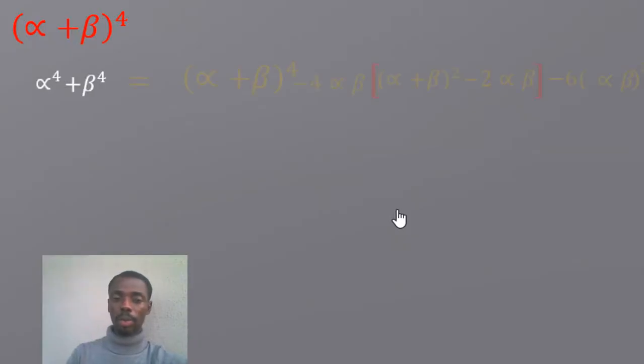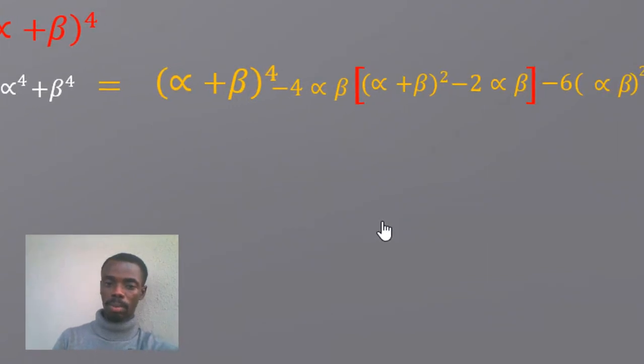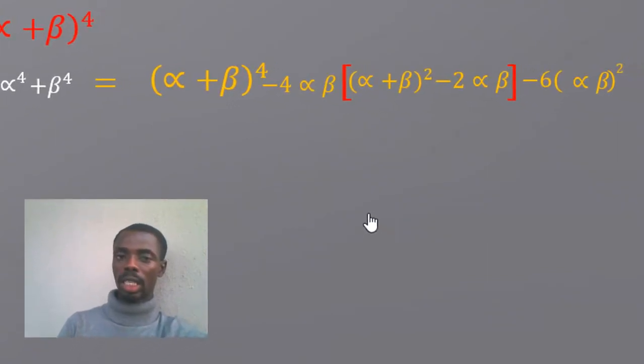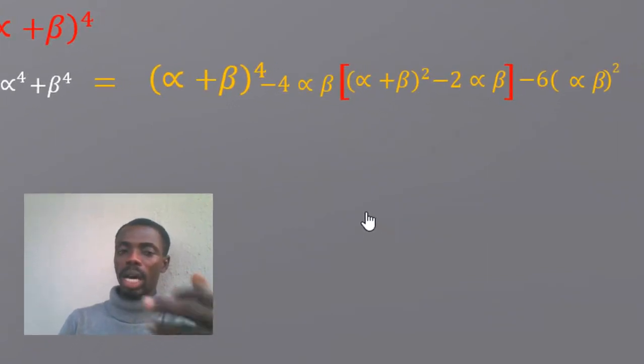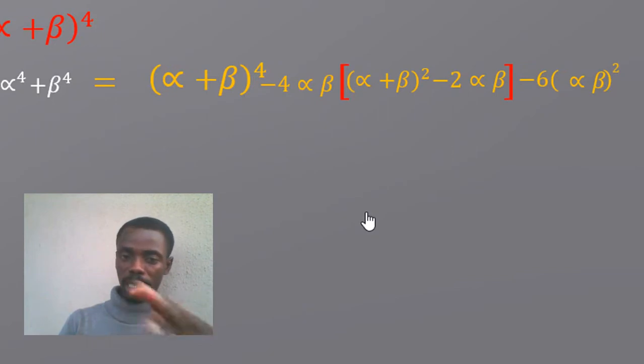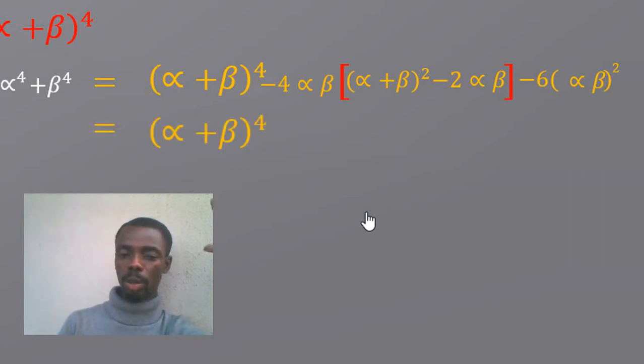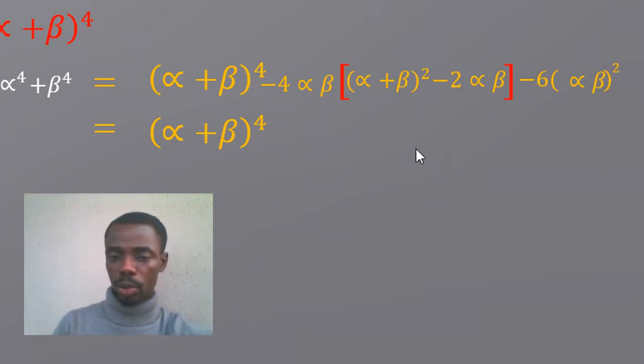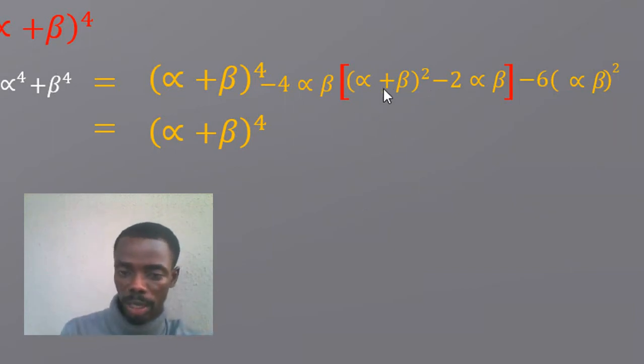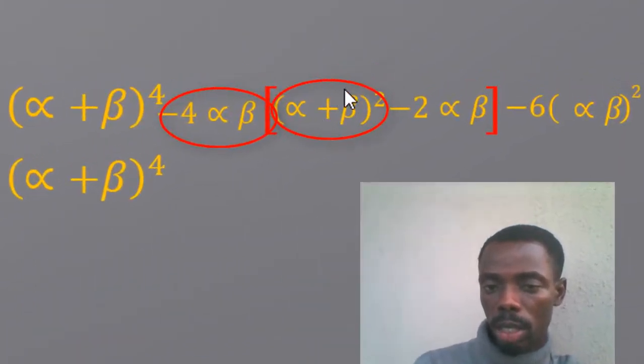So when I use the binomial expansion, I got this for alpha raised to the power of 4 plus beta raised to the power of 4. And let's see, is there any further simplification I can do? Let me remove this square bracket and see how things are going to work out. So I'm having alpha plus beta raised to the power of 4 minus 4 alpha beta multiplying that square bracket. What's it going to give me? I'm having two terms in this square bracket. So minus 4 alpha beta multiplying this fourth term.